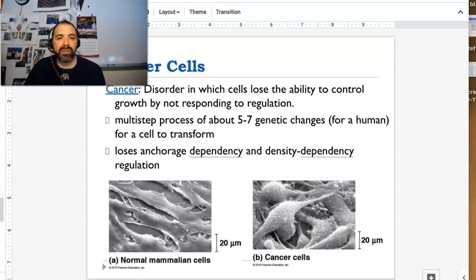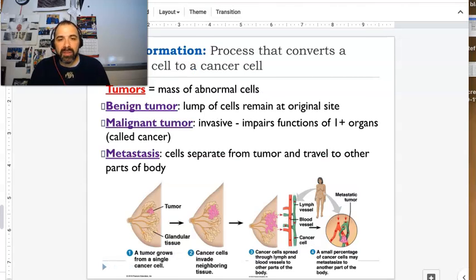So cancer cells are different. Cancer is a disorder in which cells lose the ability to control growth by not responding to regulation. It's a multi-step process of about 5 to 7 genetic changes for a cell to transform. Often they lose anchorage dependency and density dependency, and that's why a tumor forms, because they start to pile up. Transformation is a process that converts a normal cell to a cancer cell, and when this happens, it can form tumors.